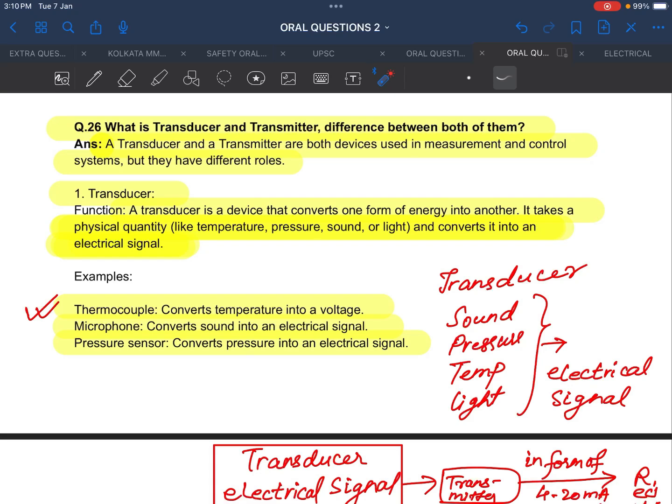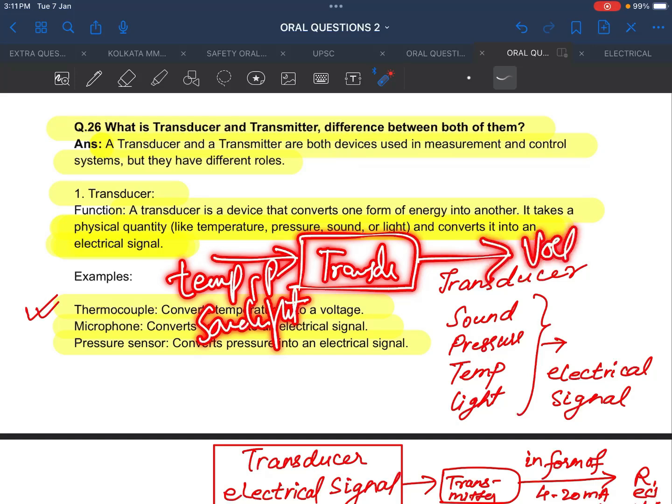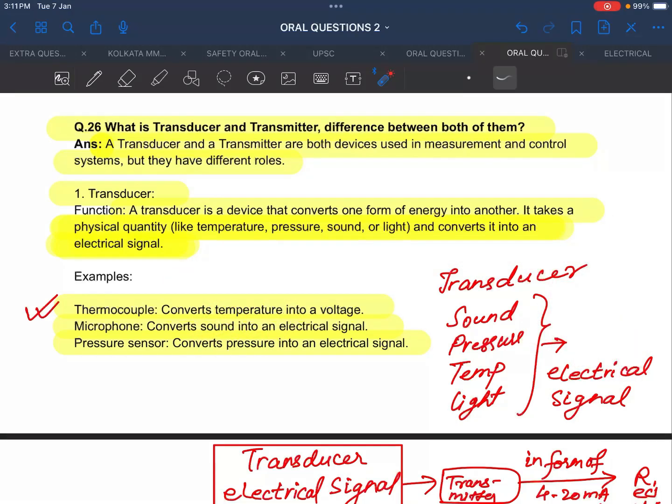A transducer just converts one form of energy into another form. This is the input and this is the output. When you feed temperature, pressure, sound or light, whatever the energy is at the input side, to the transducer, you will get a voltage signal or an electrical signal. This is the main purpose of a transducer.